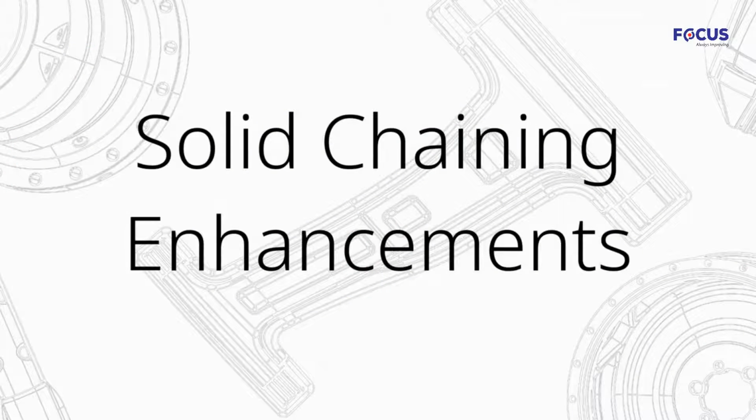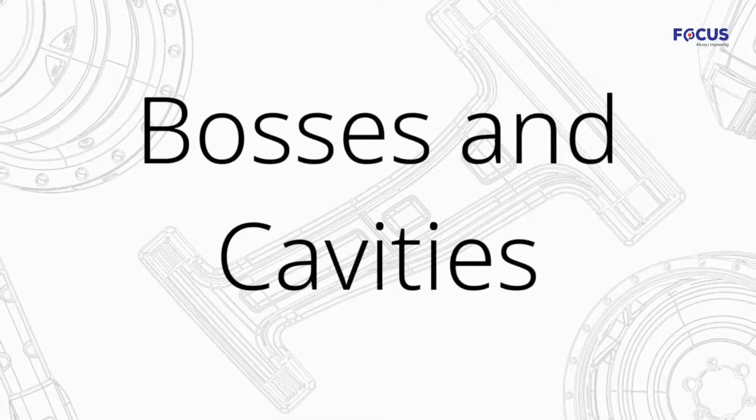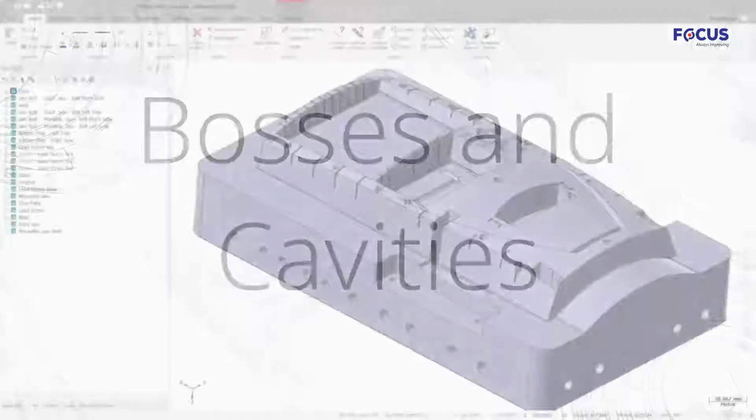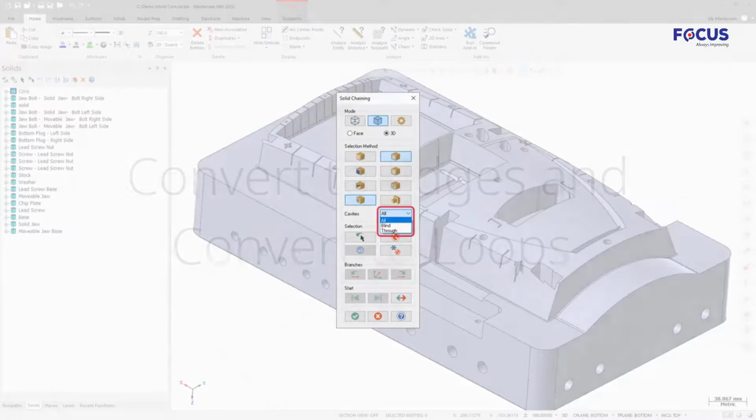There have been a number of changes made to solid chaining for Mastercam 2020. Two new selection options are available in the solid chaining dialog box. Choosing Bosses selects only bosses on the selected face. Choosing Cavities selects only cavities in the selected face. Use the Cavities drop-down to filter by blind and through cavities.